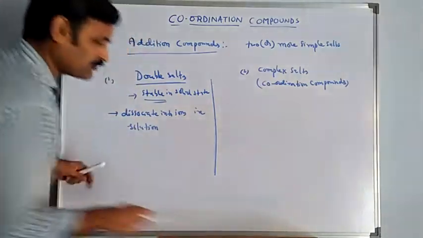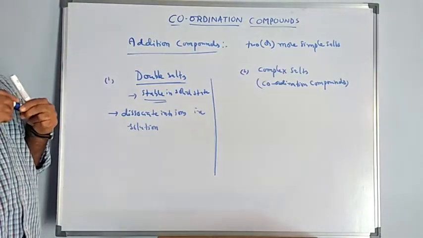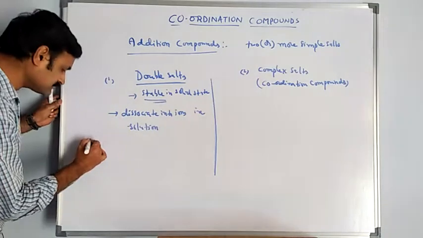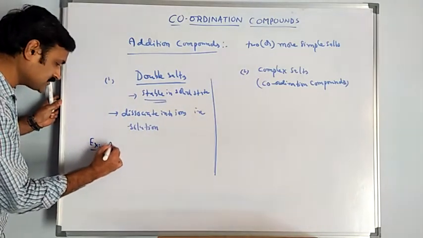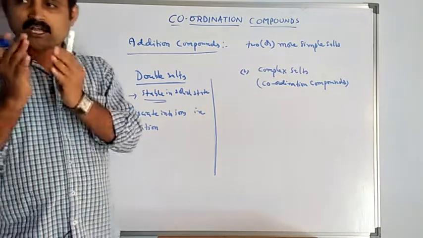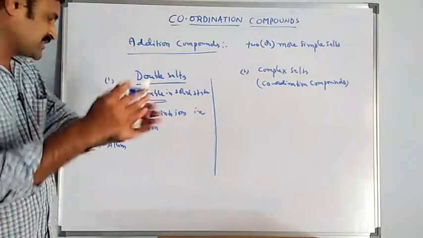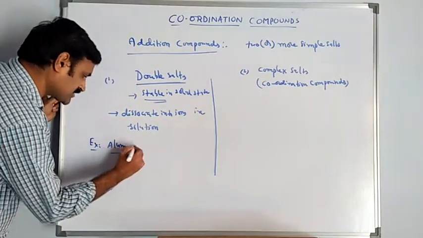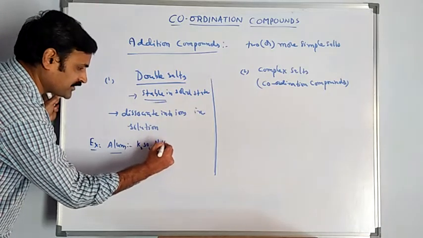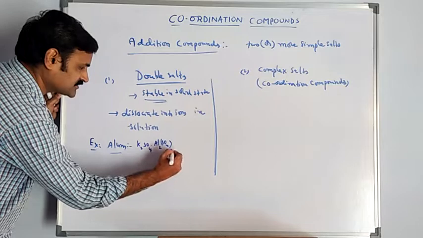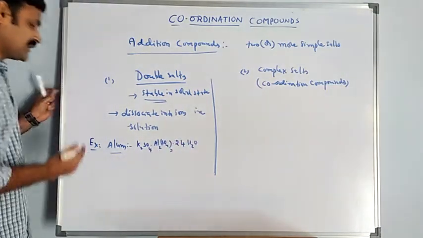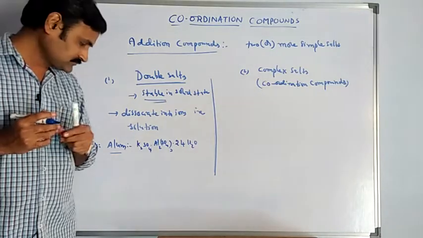If you talk about different examples, the first two major important examples we have, one is alum. It is a potassium sulfate, aluminum sulfate mixture. Potassium sulfate is K2SO4, aluminum sulfate is Al2(SO4)3. Along with that, there are 24 water molecules in this alum.